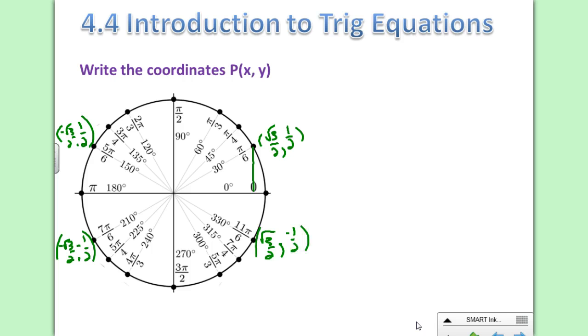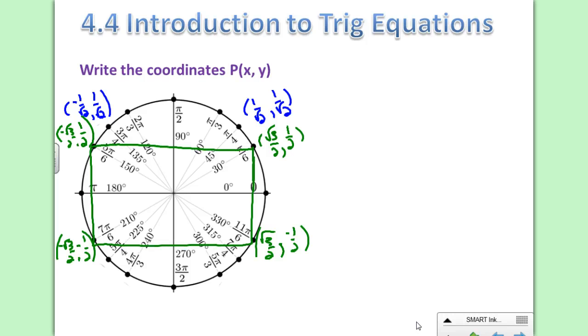Oh, 45 degrees, that's a special triangle. I know that those points are 1 over root 2 and 1 over root 2. And then I know all the other ones around the circle. So this would be minus 1 over root 2 and positive 1 over root 2, and so on, connecting all of those triangles like we did on the unit circle. And I'm not going to finish all those off, but we could connect all those points.